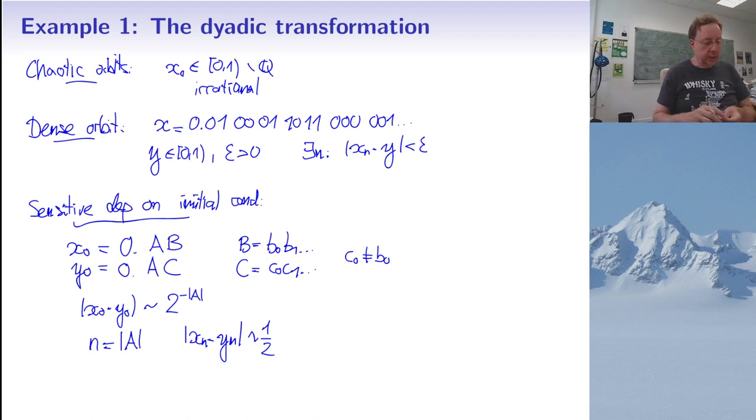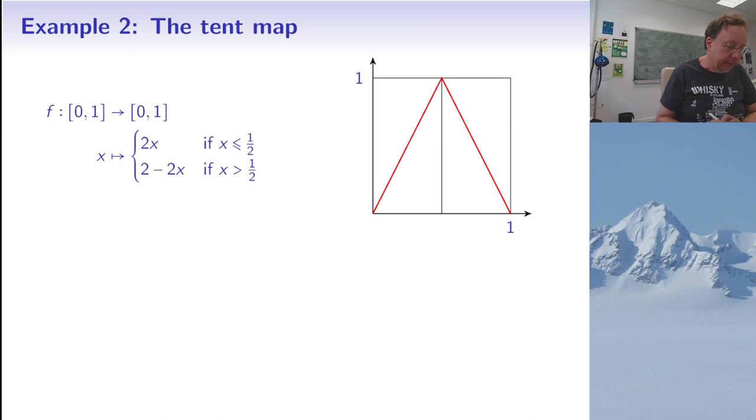So this was my first example of a system that has quite strong chaotic properties. Now let's look at a few other examples. My next example is called the tent map, and it's actually quite similar to the dyadic transformation, except that now instead of having a monotonously increasing map with a jump, I have a continuous map which first increases and then decreases. Here you can actually do something very similar using again binary expansion.